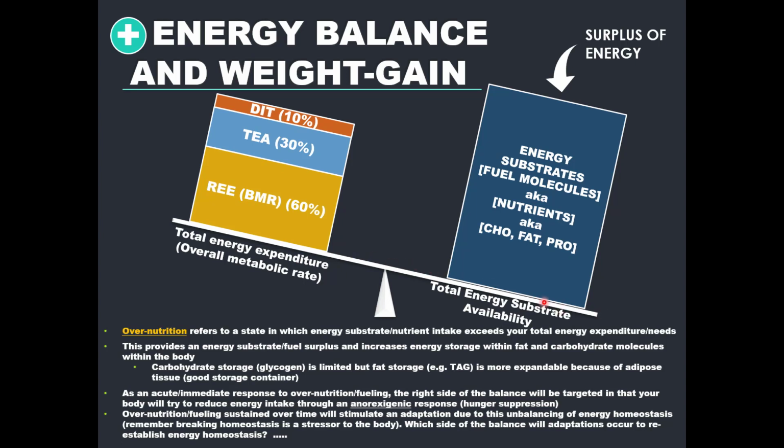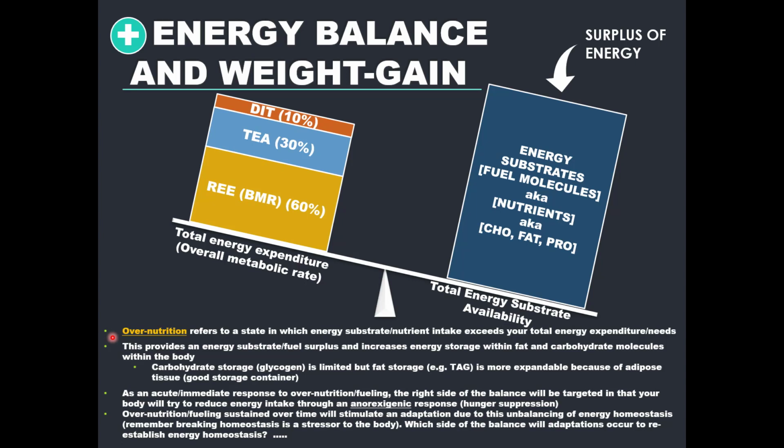Now, the most common way for one to achieve an energy surplus, and thus a positive energy imbalance, is through what we call overnutrition, which can also be termed overfueling to be more simplistic, since nutrients are fuel for our cells and therefore our body. So overnutrition refers to a state in which we supply our body with more fuel and thus energy than what is needed. As a result, there will be a surplus of energy.